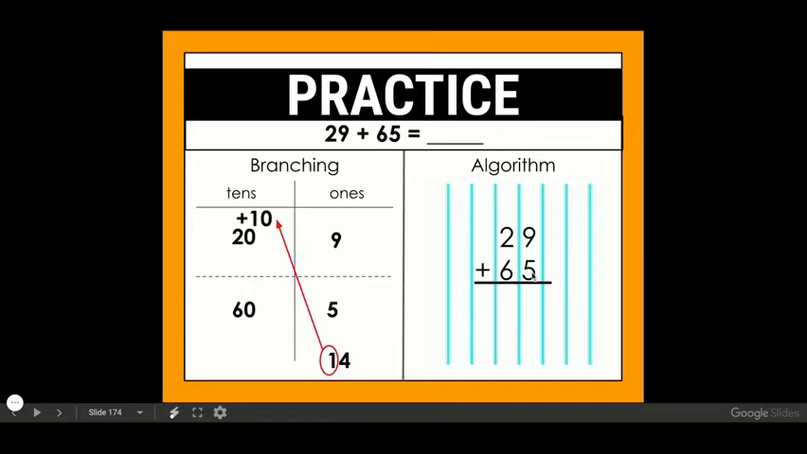Same thing with algorithm. 9 plus 5 is 14. I'm going to keep the 4 in the ones and move my 10 to the tens. Now let's add up all of my tens. I have 10 plus 20 plus 60. 10 plus 20 is 30. 30 plus 60 is 90. Now let's come over to my algorithm. 1 plus 2 plus 6. 1 plus 2 is 3. 3 plus 6 is 9. 94. Let's check. Did I get the same answer with branching? I sure did. So 29 plus 65 equals 94.